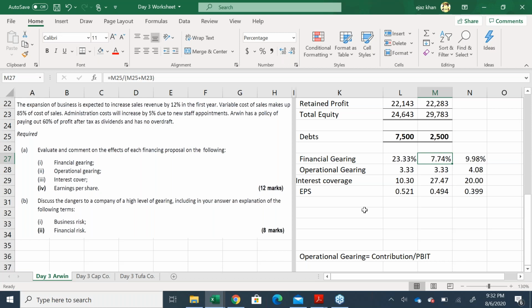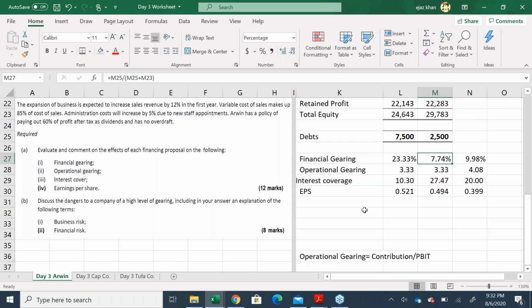It has to look at its financial gearing, because financial gearing is one of the indicators of financial risk. Therefore, a company has to look at its financial gearing to see if it is at a dangerous level or not, or whether it can afford to increase its financial gearing.